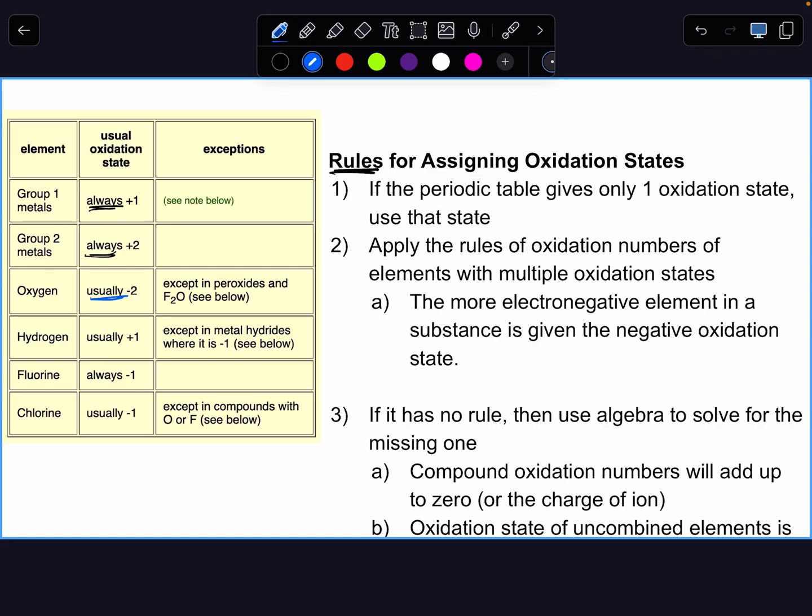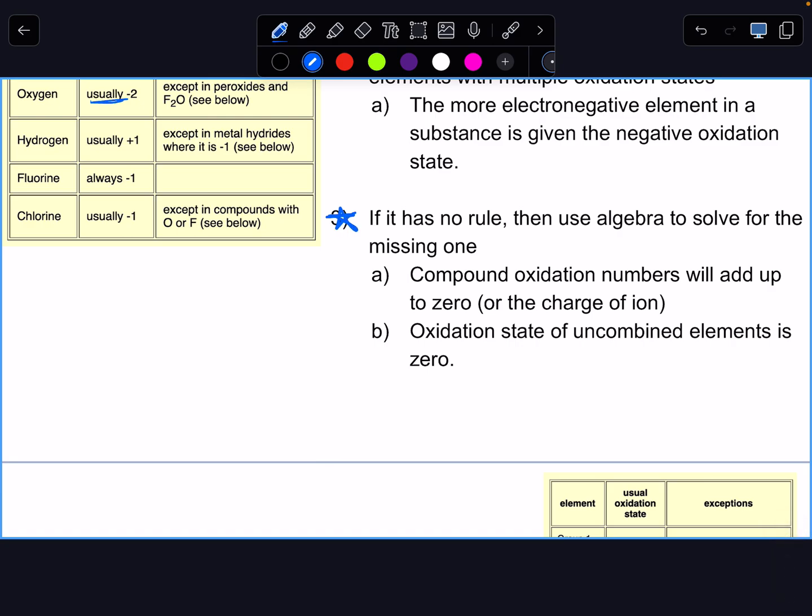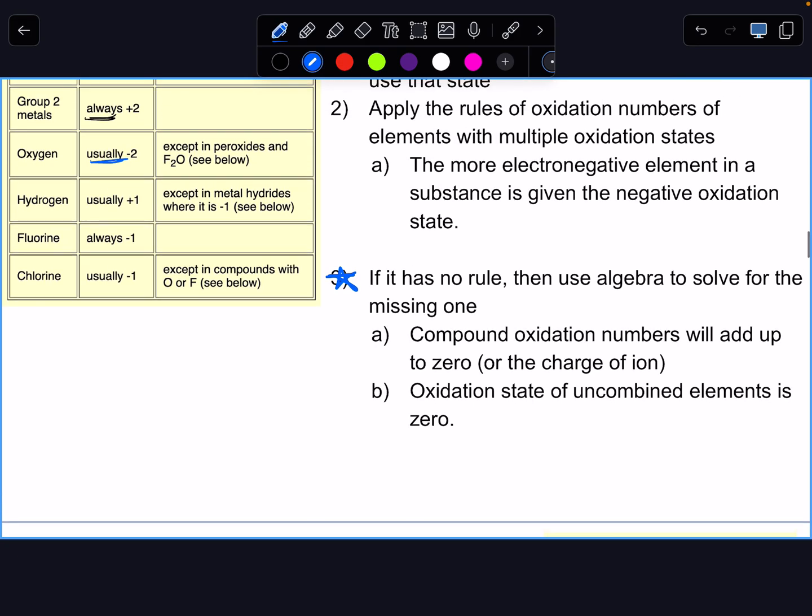But the key thing I want you to notice here with our rules, we only have rules for group 1, group 2, oxygen, hydrogen, fluorine, and chlorine. How many other elements are on the periodic table? At least 2 plus a lot. So many don't have a rule, and so this is really going to be your main guide, step 3 here. You use the rules for the things you have, but for all those that don't have a rule, we are going to use algebra.